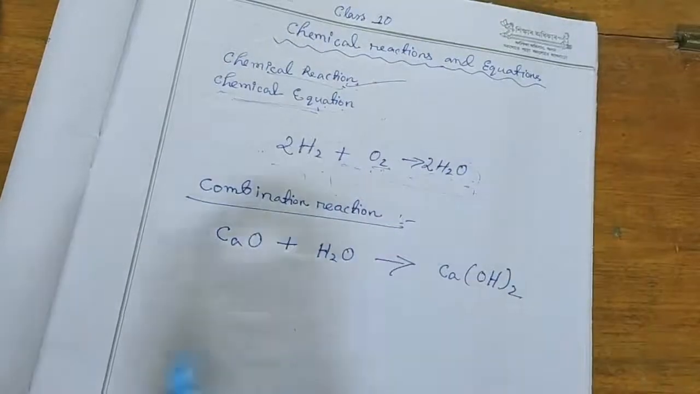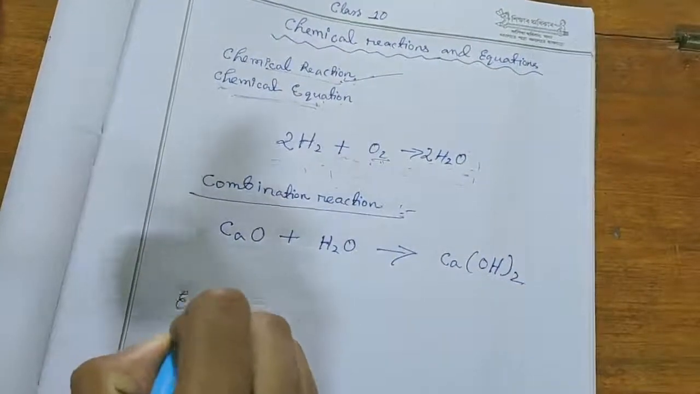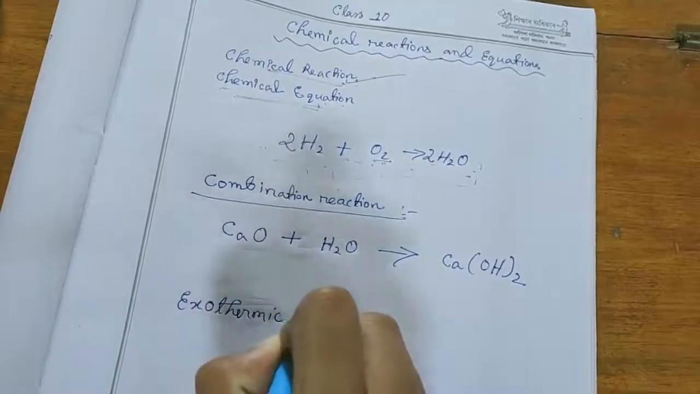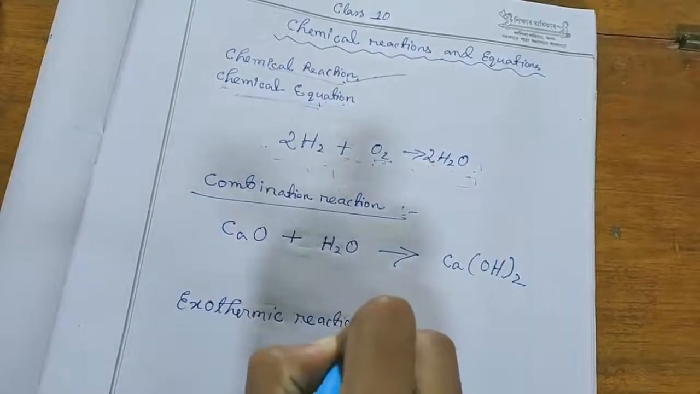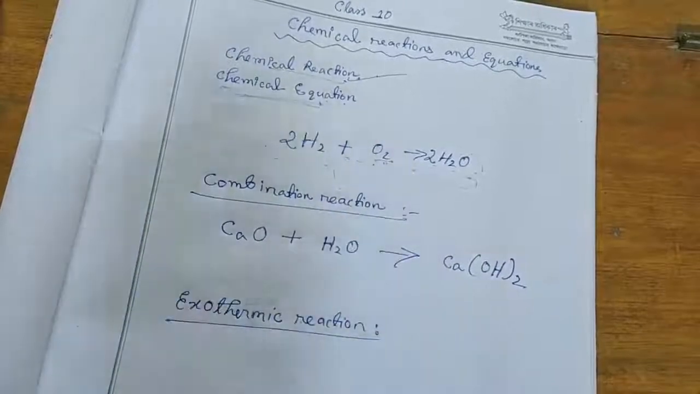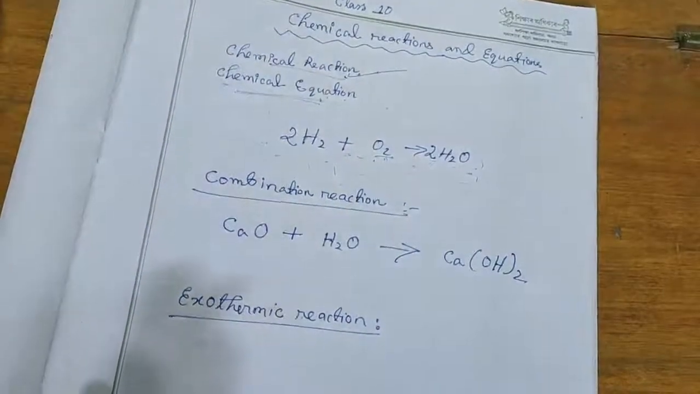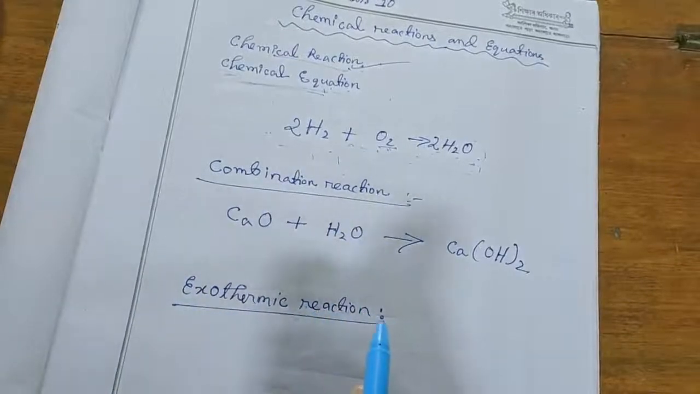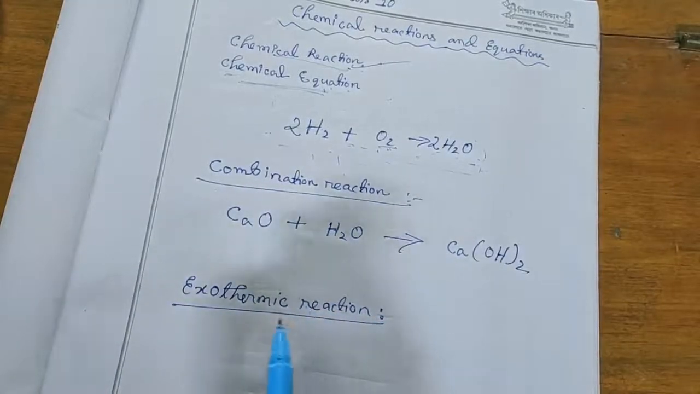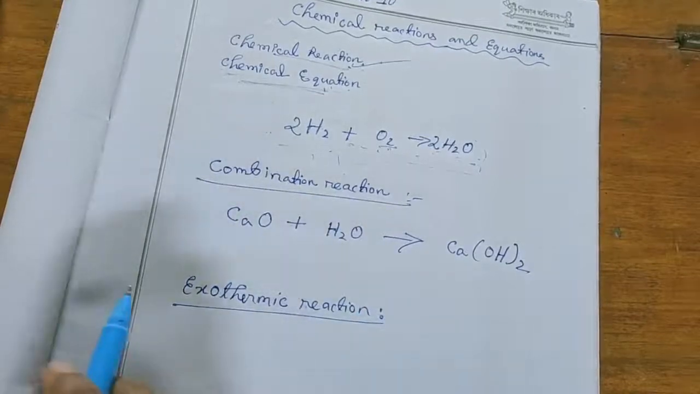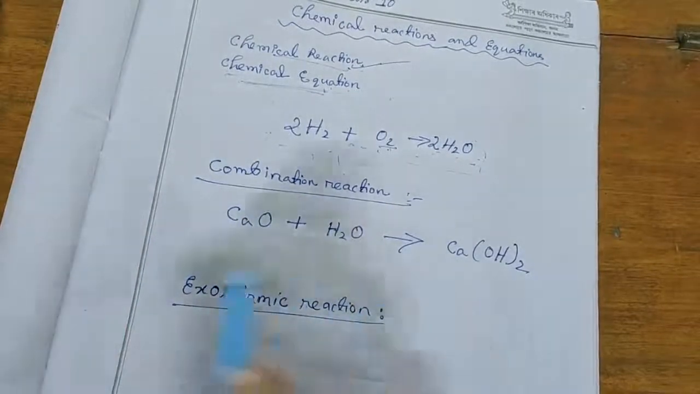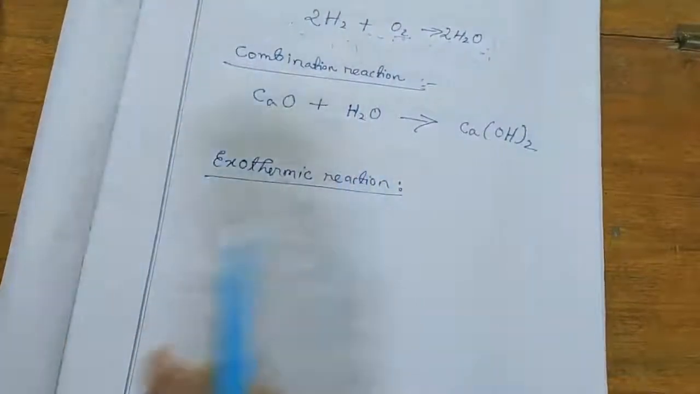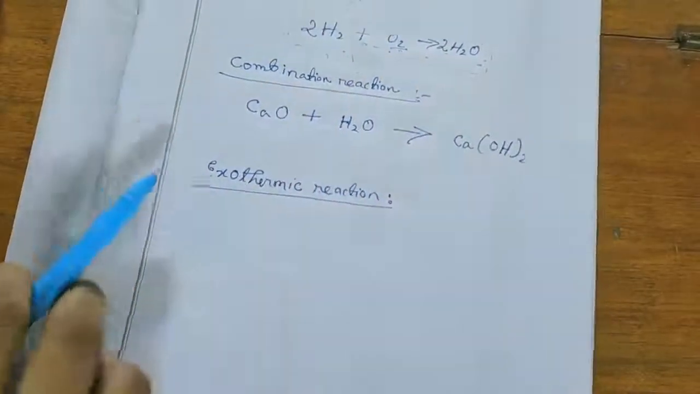The next reaction is exothermic reaction. This is a reaction in which heat is released along with the formation of products. Meaning, in this reaction heat is released. We will give one example.